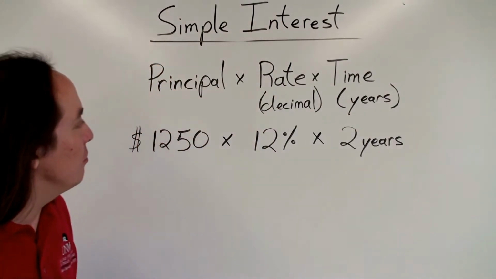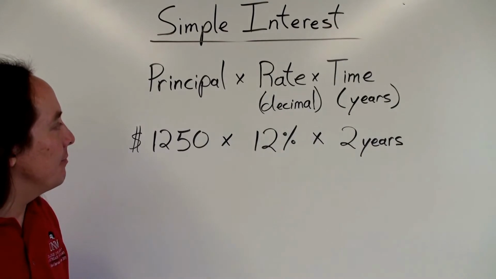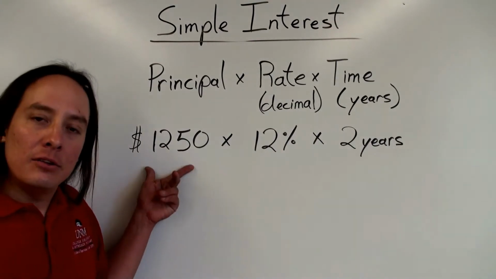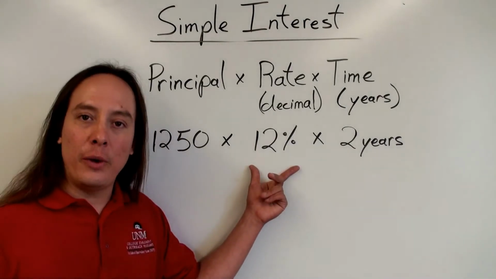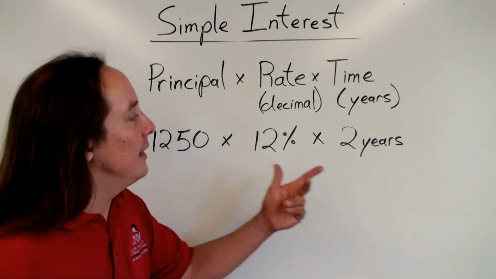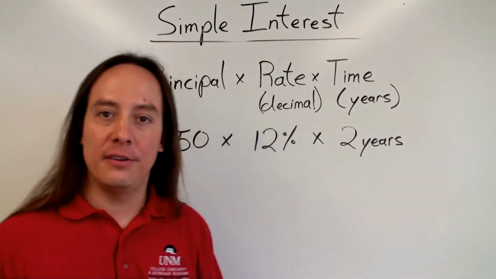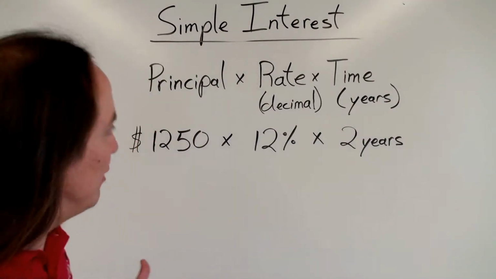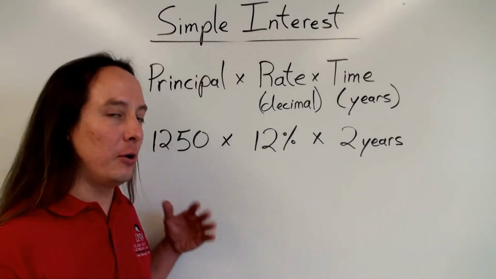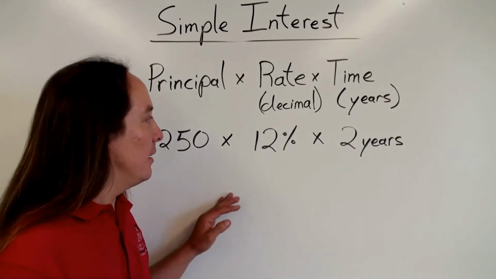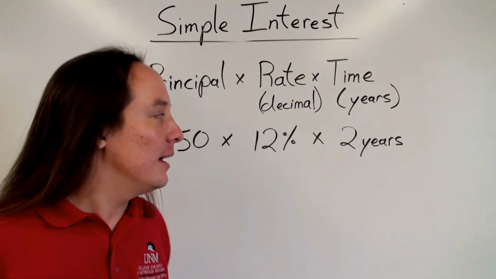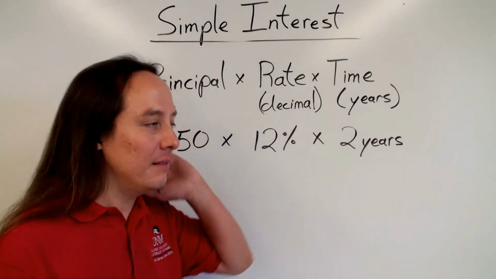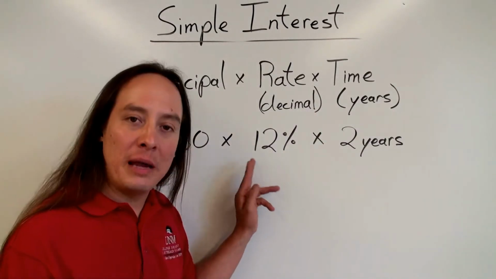Okay, so let's just say this is a loan of $1,250 with a percentage rate of 12% and for 2 years. So this problem's already halfway there for us, halfway ready for us to multiply, because the time's already expressed in years, right? So piece of cake. A little check mark right there, right? But this one we have to change to a decimal.